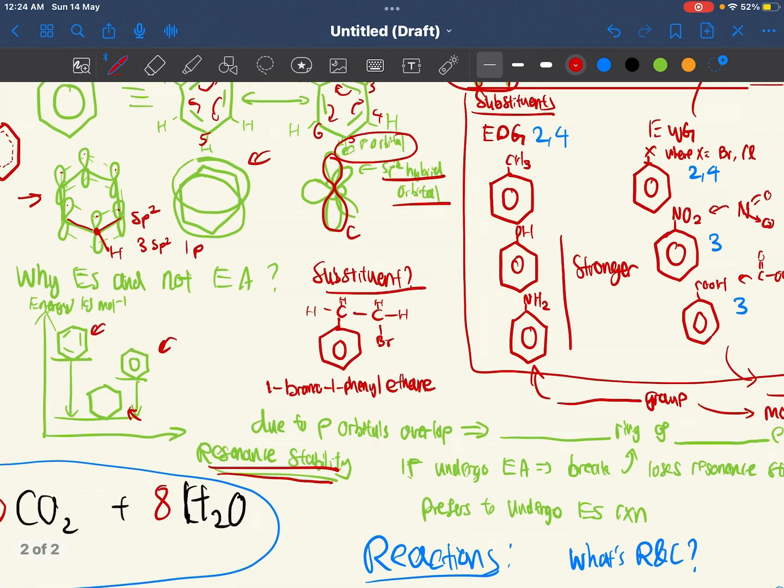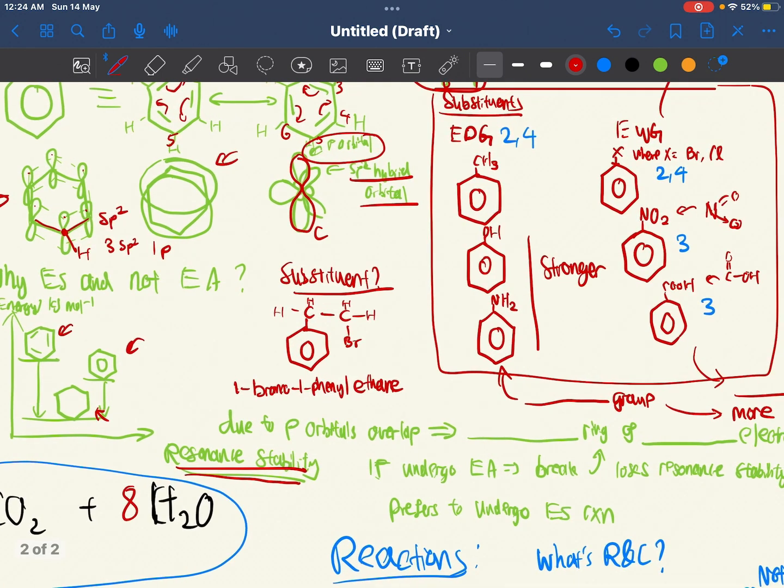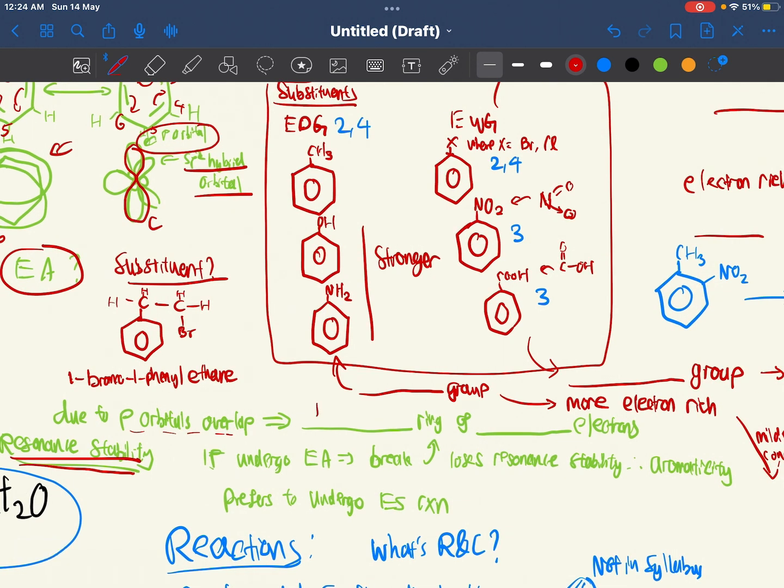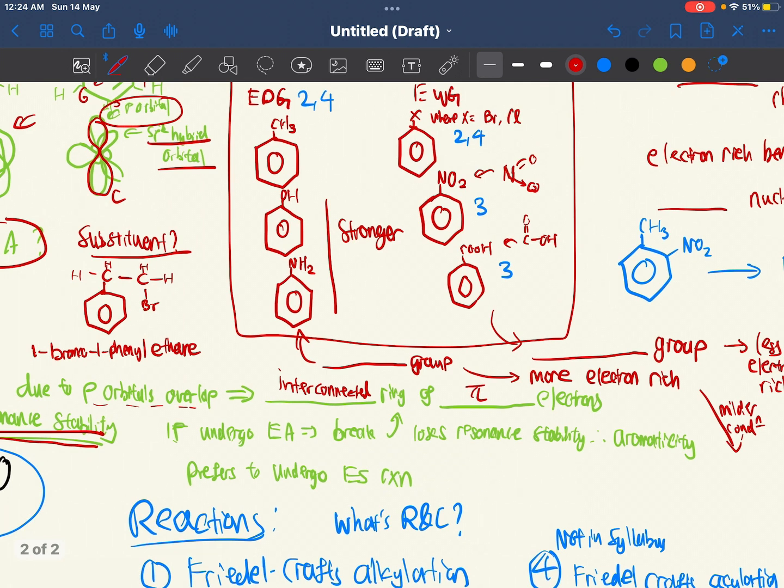Why does the benzene ring prefer to undergo electrophilic substitution instead of electrophilic addition? Because of the p orbitals overlapping between adjacent carbon atoms in the benzene ring, it forms an interconnected ring of pi electrons, which gives it a resonance stable structure.